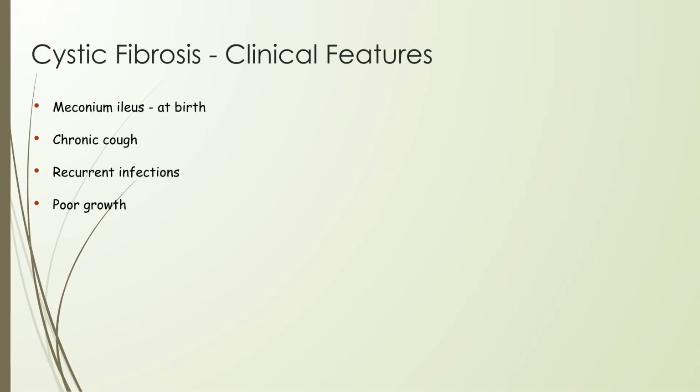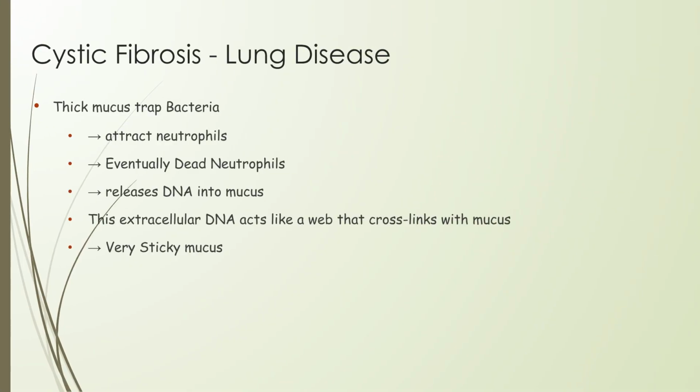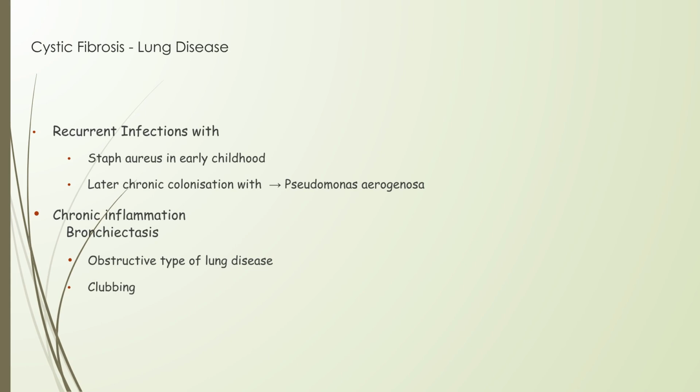Clinical features of cystic fibrosis include meconium ileus at birth, chronic cough, recurrent infections, and poor growth. In cystic fibrosis lung disease, thick mucus traps bacteria, attracting neutrophils. Dying neutrophils release DNA into the mucus, which acts like a web, cross-linking with the mucus and making it very sticky. Recurrent infections with Staphylococcus aureus in early childhood, followed by chronic colonization with Pseudomonas aeruginosa, are common. This leads to chronic inflammation, bronchiectasis, an obstructive type of lung disease, and clubbing.